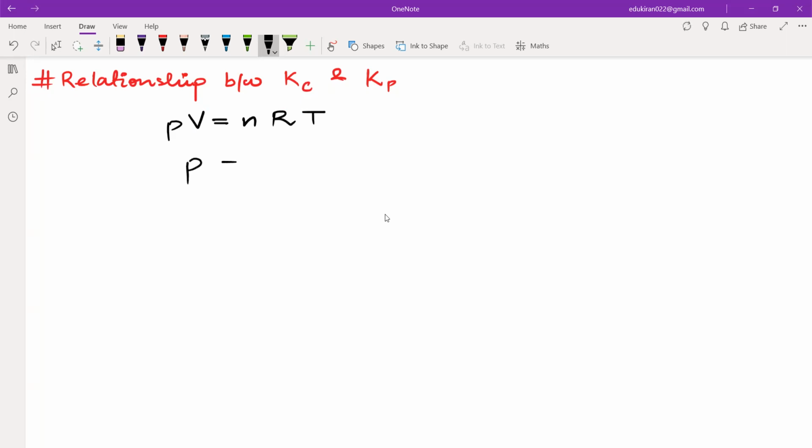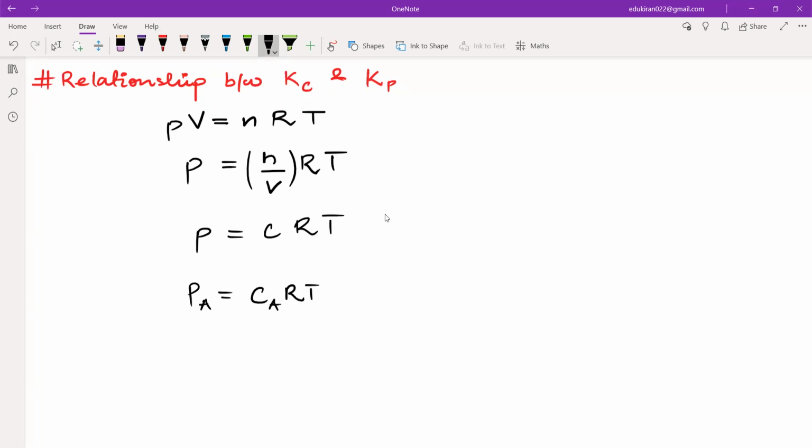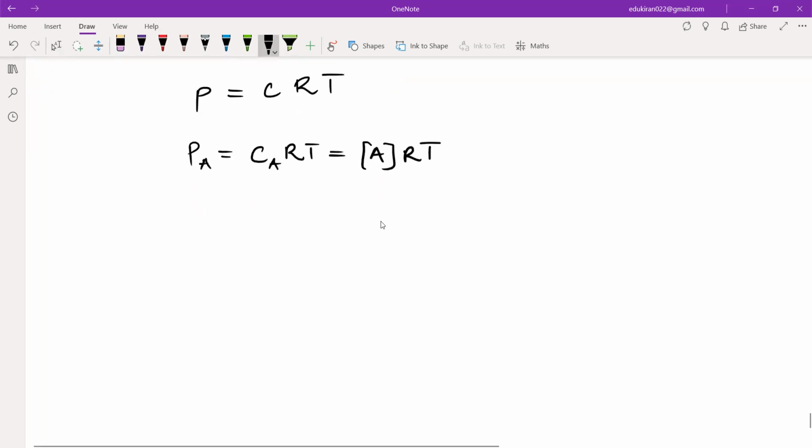Now, what is pressure? Pressure will be equal to n upon V times R times T. Now what is n upon V? n upon V is the molar concentration, number of moles divided by volume. So I can write this as P is equal to CRT, where C is the concentration. So if I talk about the pressure of A, then I'm talking about the concentration of A times R times T. Now, I will write the KP.